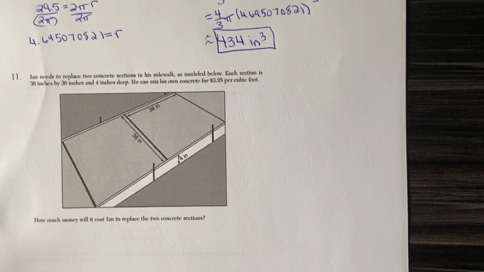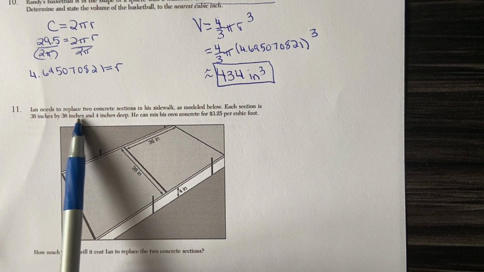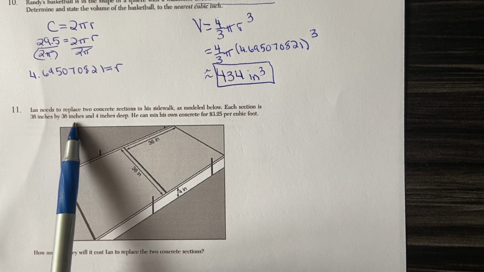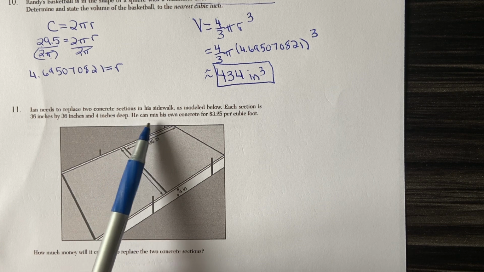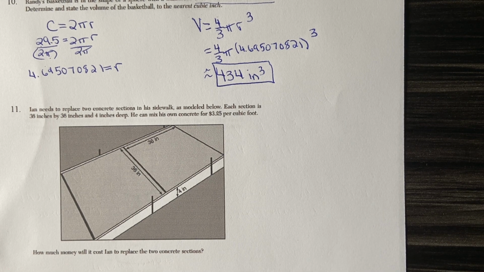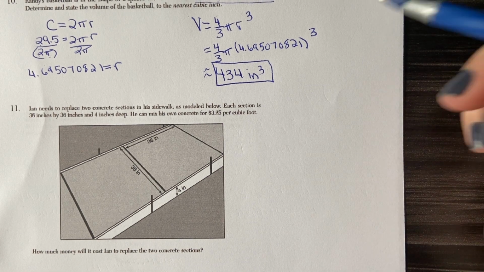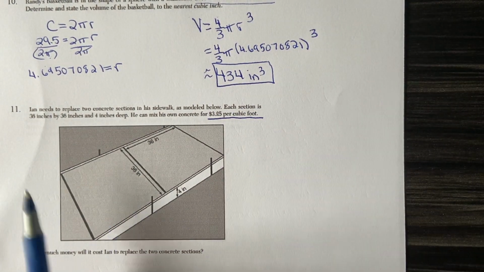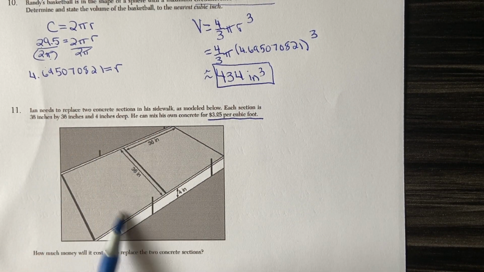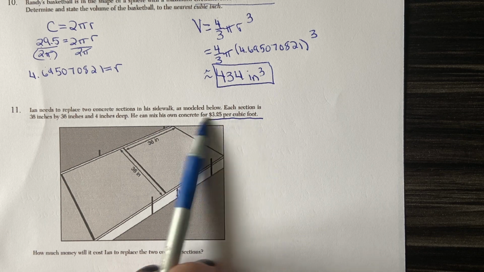Okay, then we have number 11. Number 11 says, Ian needs to replace 2 concrete sections on his sidewalk as modeled below. Each section is 36 inches by 36 inches and 4 inches deep. He can mix his own concrete for $3.25 per cubic foot. How much money will it cost Ian to replace the 2 concrete sections? The first thing is that the cost is in cubic feet, but they're giving me units in inches. So it makes sense to make sure everything is in feet before I start, because that's what the rate for the cost is in.